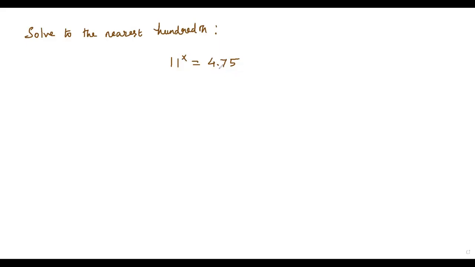But we don't have the same base 11 on the right side. Is it possible to write 4.75 in terms of base 11? For that, 4.75 has to be a power of 11. I don't think 4.75 is a power of 11, so we cannot easily convert this in terms of base 11. When we have this kind of situation in an exponential equation, we have to use logarithms to solve for the variable. That means we have to take the logarithm on both sides.